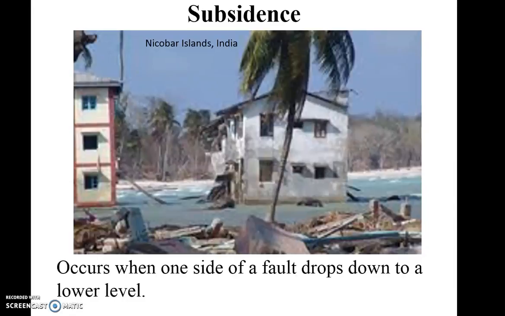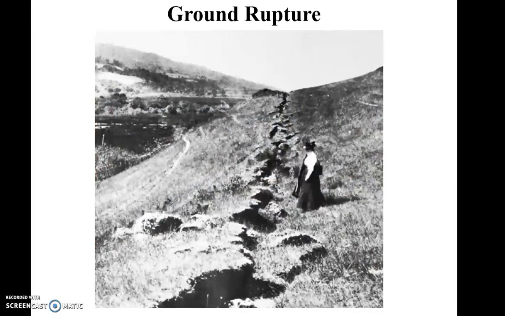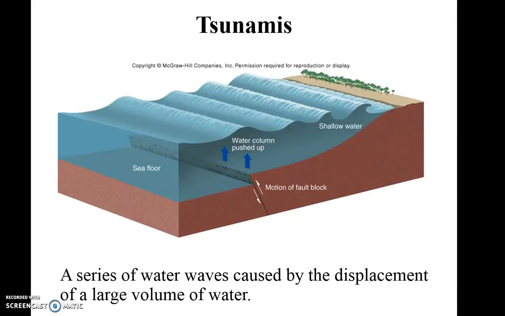We also have subsidence, which occurs when one fault drops down to sea level, and this was the case that took place off the coast of India. We have ground ruptures that are also documented historically along the San Andreas Fault and other areas that can be visibly noticed on the landscape.